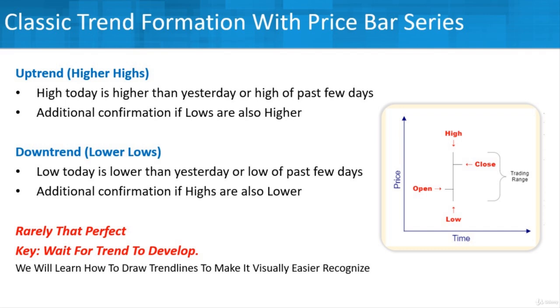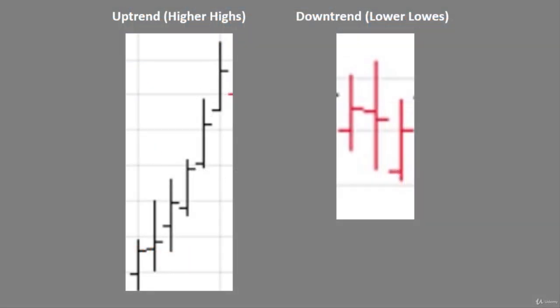And we'll learn how to draw trend lines and things. We have a whole section on chart patterns. But right now, higher highs are upward trends, lower lows are downward trends, which is a classic way to look at that. And you can see that graphically here as well.